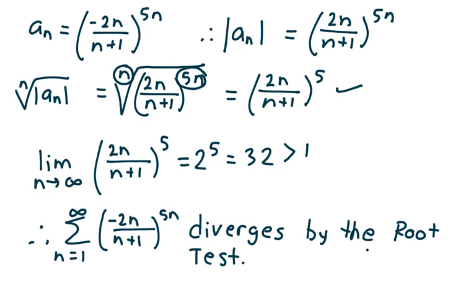The limit as n goes to infinity of (2n over n plus 1) to the 5th is equal to 2 to the 5th, which is 32, which is greater than 1. And so what that tells me is that the series from n equals 1 to infinity of (negative 2n over n plus 1) to the 5n, this series diverges by the root test.